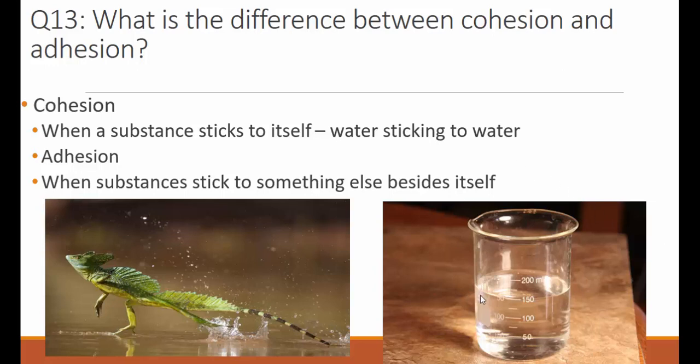Then we have adhesion, and adhesion would be where the water is touching the side of this beaker. Is there cohesion happening in here? Absolutely. Towards the center and not near the glass, water's sticking to water. But where the water is touching the glass, that would be adhesion. Water is sticking to the glass, not itself. So cohesion and adhesion are both happening here. Adhesion is on the very edge of the inside of the glass where the water is sticking to the glass itself.